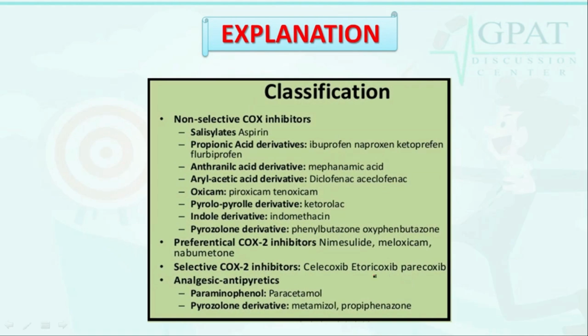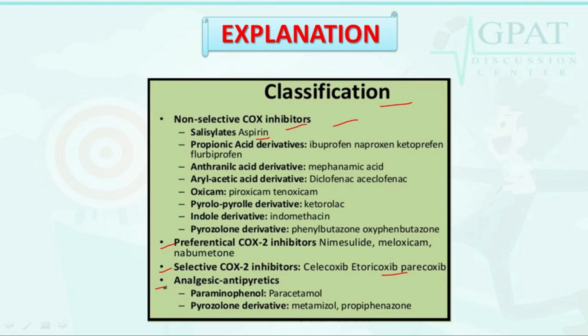Here we have an explanation, and a classification of this, that we can understand that there are non-selective COX inhibitors, salicylates, which is asked in the question, that is what aspirin actually is. Aspirin comes under the category of non-selective COX inhibitor, and here we have preferential COX-2 inhibitors, selective COX-2 inhibitors, and analgesics, antipyretics. Students, try to revise this classification on time.